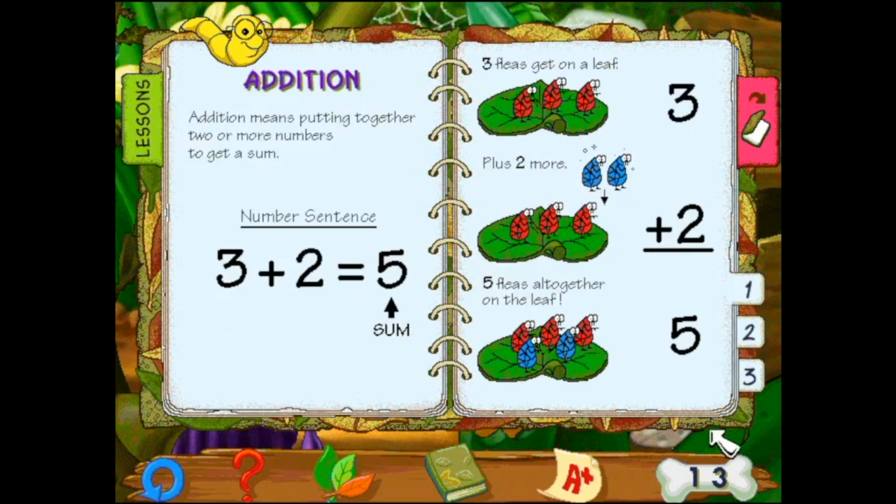It's time to add. Addition means putting together 2 or more numbers to get a sum. 3 plus 2 equals 5. 5 is called the sum.